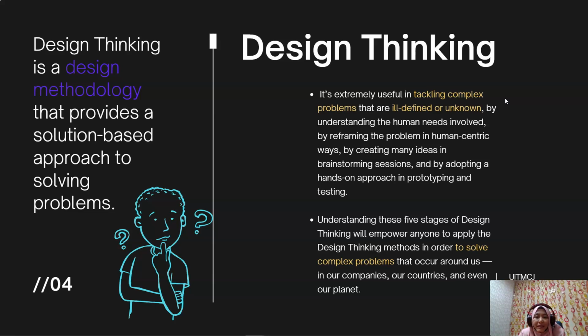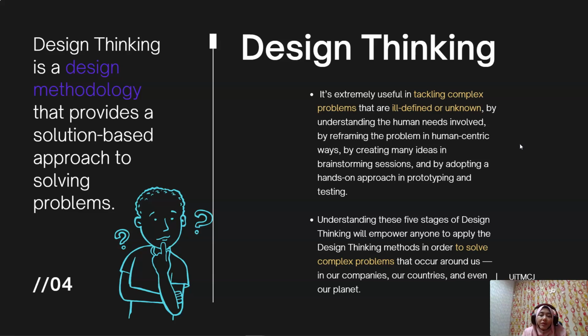By understanding the human needs. So the keyword here is that when you talk about design thinking, you are trying to solve the problem using human needs, requirements and involvement. That's why in design thinking we have the term human-centric ways. It is done by creating many ideas in a brainstorming session, which is one of the tools we discussed in our previous lesson, and by adopting a hands-on approach in prototyping and testing.